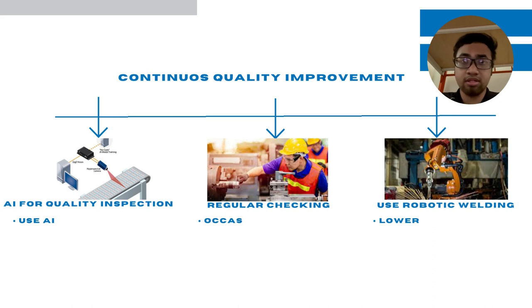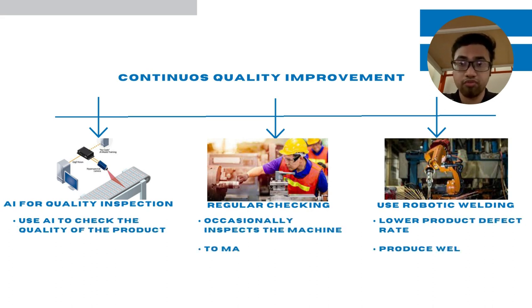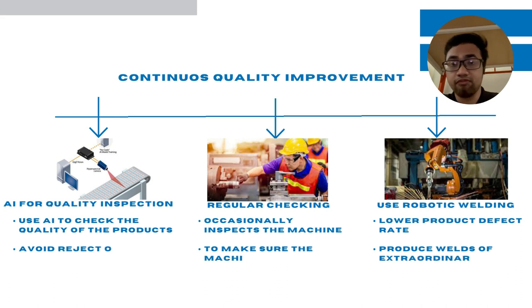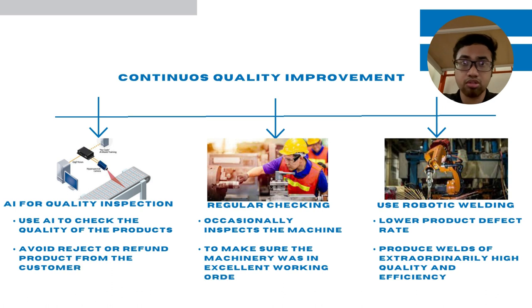From here, there are three continuous quality improvements that we can suggest in order to improve the manufacturing process. Firstly, using AI for quality inspection. In the HEIWA SANGYO factory, they manually check the product after it is made. Instead of this, they should use automatic checking or computer AI to check the quality of the product to avoid rejection or refund of the product from the customer.